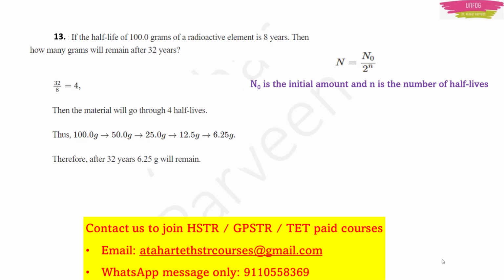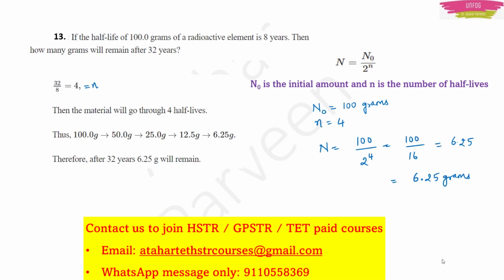N is equal to N naught by 2 to the power small n. Small n will be 4. How did you get it? Final time by the half-life. Final time is 32 years by the half-life, which is 8. You got n is equal to 4. Now you just substitute. N naught is the initial amount, right? Initial amount is 100 grams, given. So 100 by 2 to the power small n. Small n is 4, 2 to the power 4. So 100 by 16, or it will be 6.25 grams. You can just directly use this formula and calculate. The only thing is that first you have to find small n.